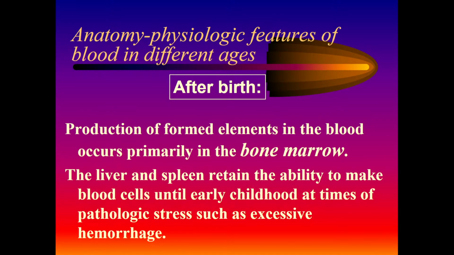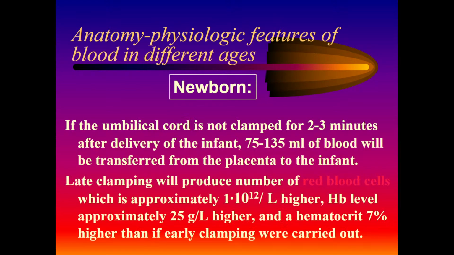Production of formed elements in blood occurs primarily in the bone marrow. The liver and spleen retain the ability to make blood cells until early childhood, and at times of pathological stress such as excessive hemorrhage.